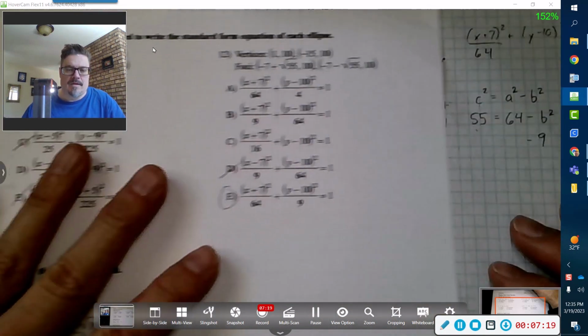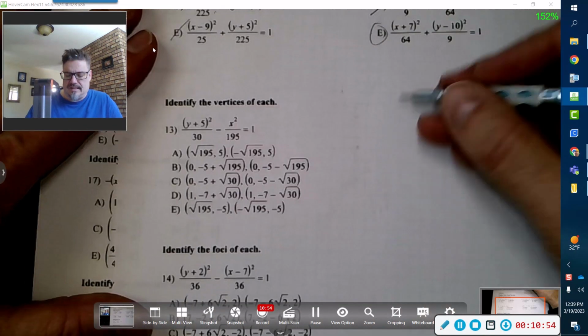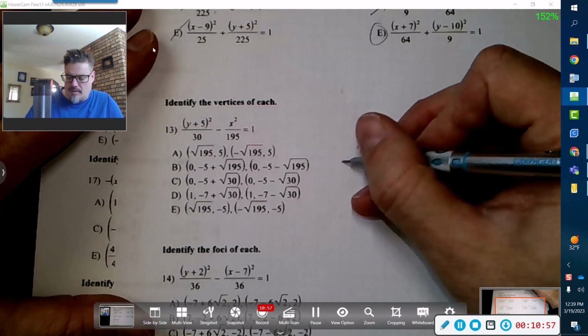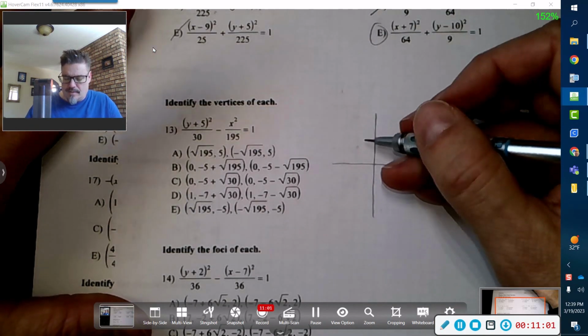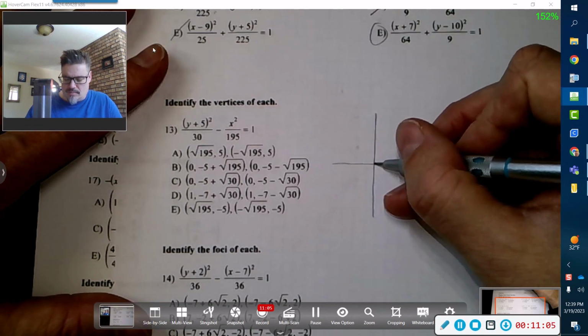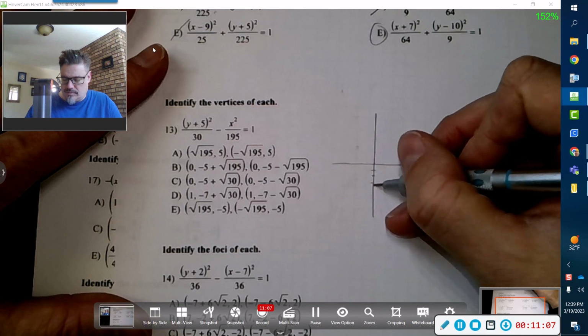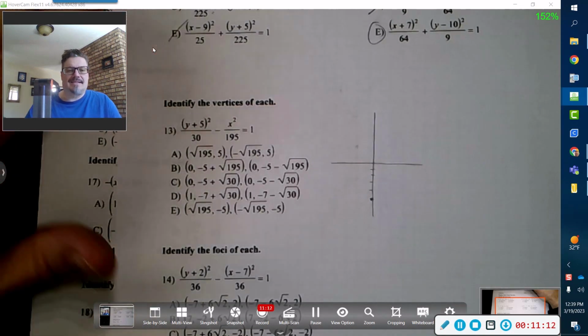Okay, so identify the vertices here. Since this is a hyperbola, we're going to move over, we're going to go up, and we're going to go down 5. And we're going to move on the x. So 1, 2, 3, 4, 5. Right here. Now that is the center.